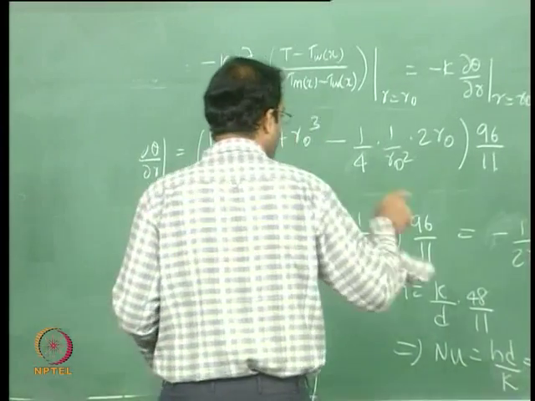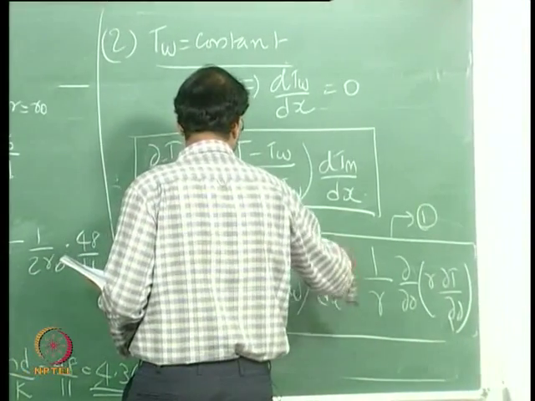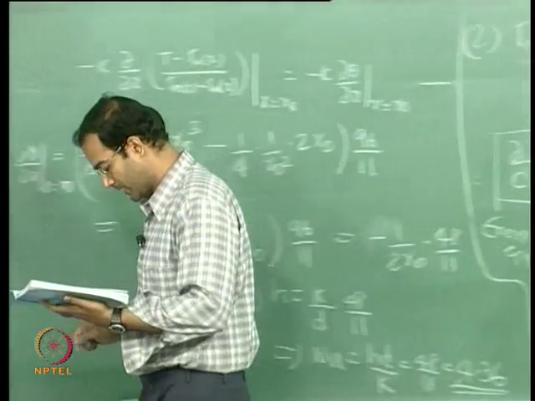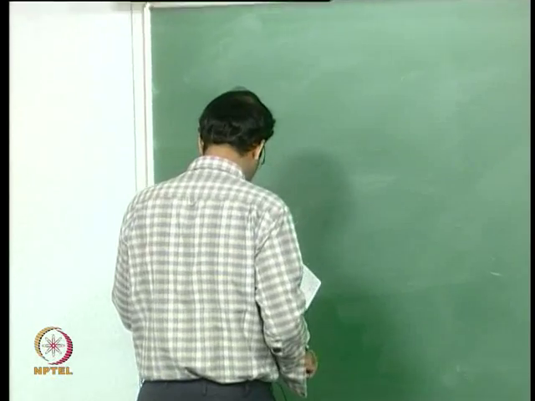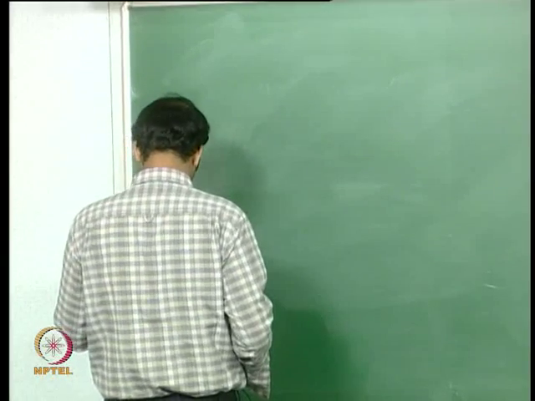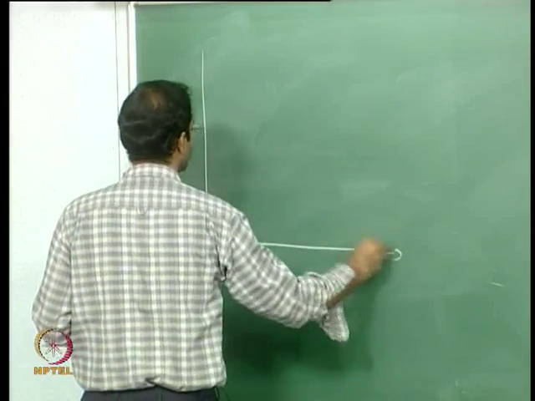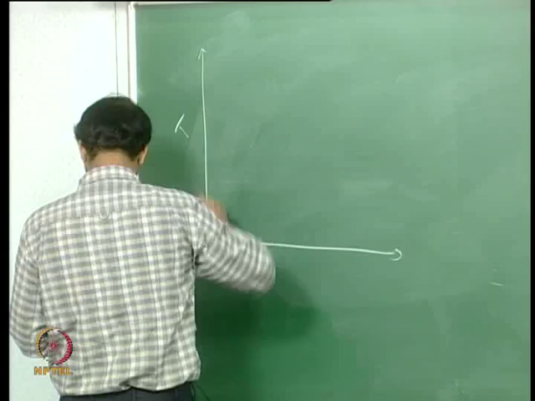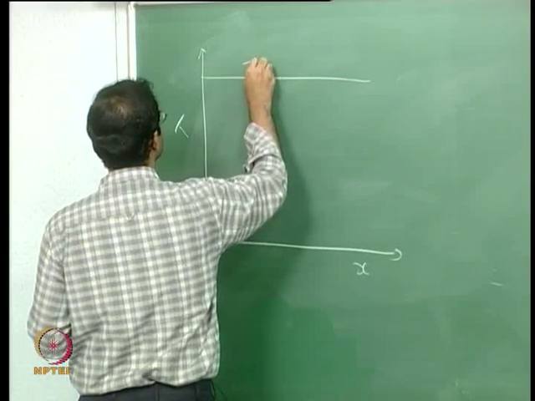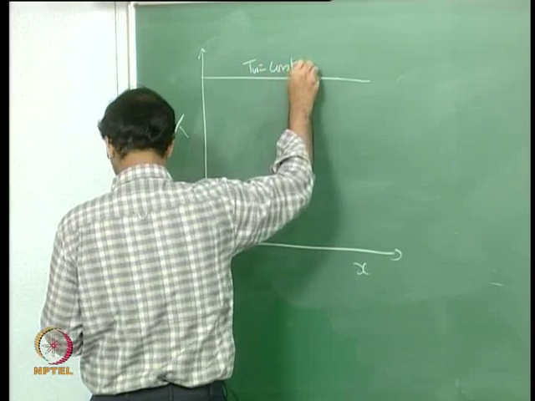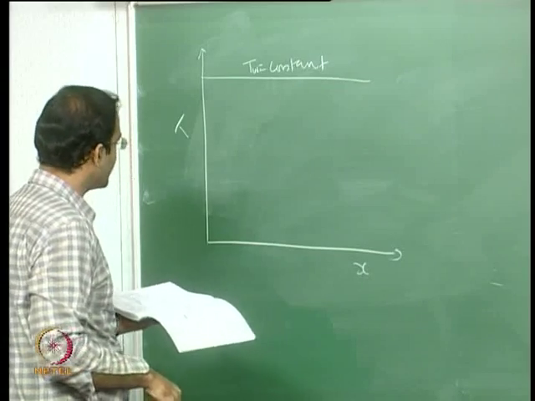before going into the shooting technique, we have to get appropriate expressions for dTm by dx. So to do that we will do a small energy balance. Let us look at the profiles of temperature T as a function of x. Of course your wall temperature is now a constant. Now you want to know how the mean temperature is varying.